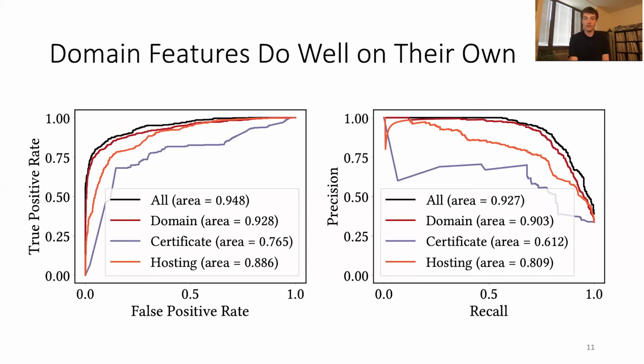We also find that domain features do pretty well on their own. This is promising because domain features are available very early in a website's life cycle, and they're fairly easy to obtain for a given website. You can just look at a domain name or look up a WHOIS record to obtain the information you need to extract domain features. We do see that certificate features performed pretty poorly on their own, and hosting features seem to do fairly okay. But of course, domain features clearly did the best.